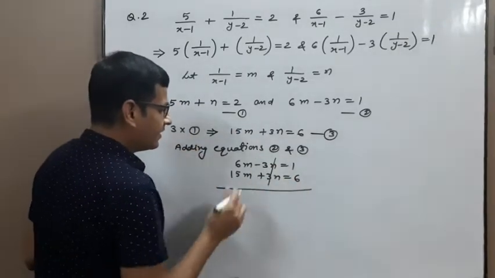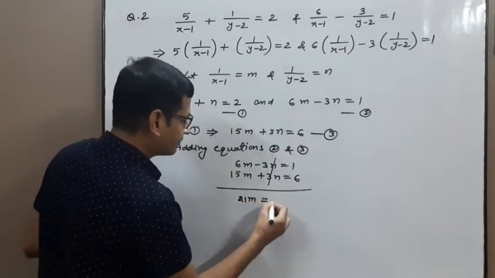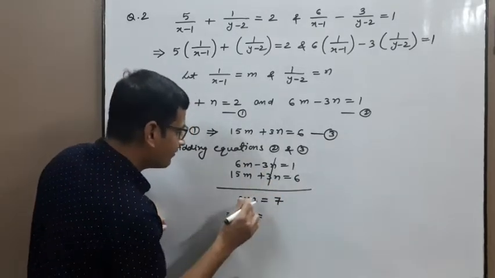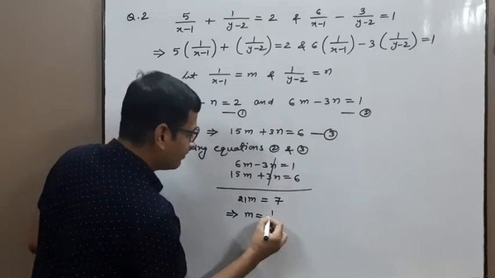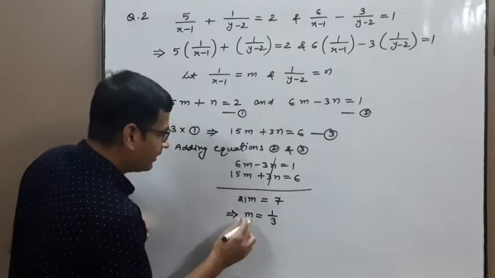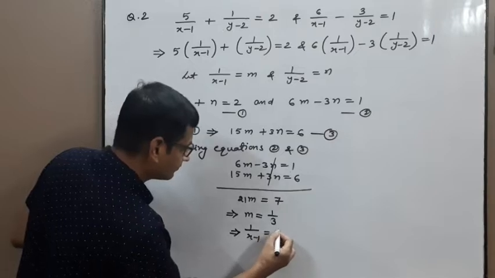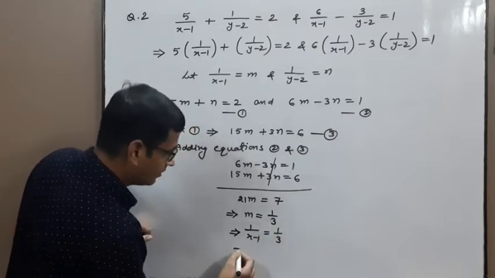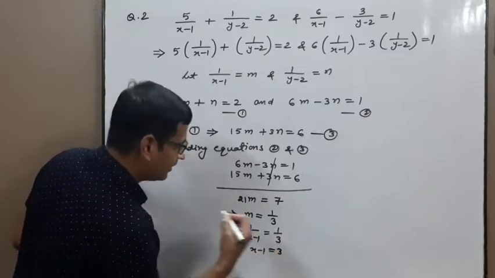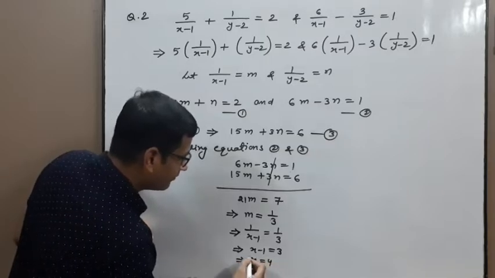Minus 3n and plus 3n cancel. 15 plus 6 is 21m equal to 7. So m is equal to 7 upon 21, which means 1 upon 3. The value of m is 1 upon x minus 1. Now cross multiply. x minus 1 equal to 3. So x equal to 4. So we get one of the values.